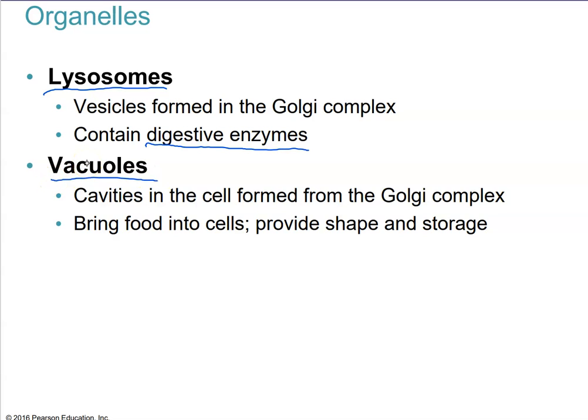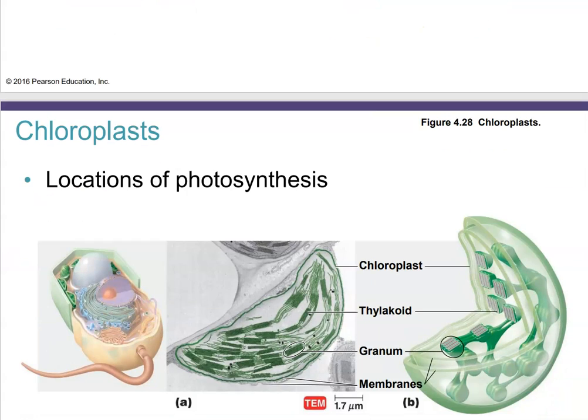Vacuoles are basically little empty spaces. Think of them as the garage of the cell, and they can be used for storage. A lot of times you will find them in plant cells, where the plant will start storing carbohydrates for extra energy. They also provide shape to the cell. But think of them kind of as the garage of the cell.